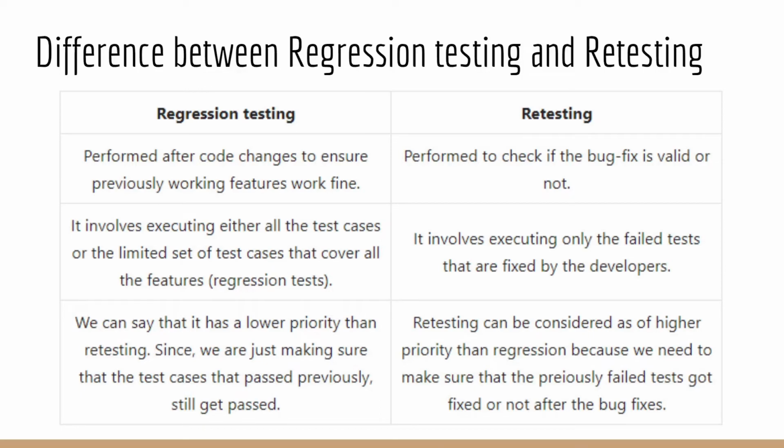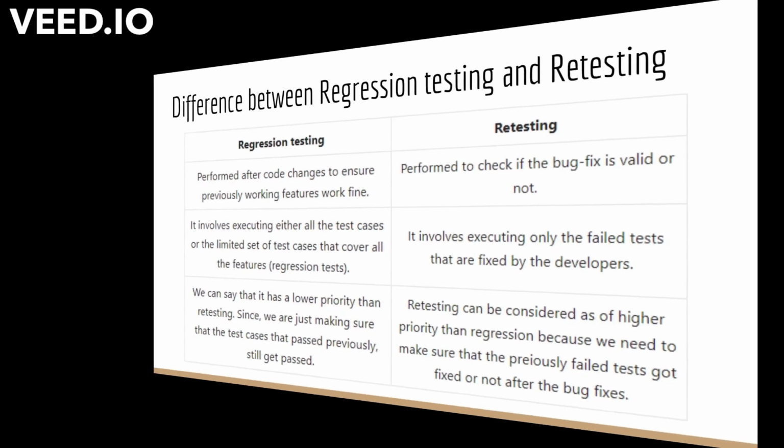Therefore, we can say that regression testing has a lower priority than retesting, since we are just making sure that the test cases that passed previously still pass. However, retesting can be considered of higher priority than regression because we need to make sure that the previously failed test got fixed after the bug fixes. And with this, we have come to the end of this video on regression testing.